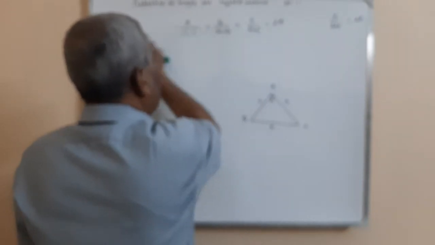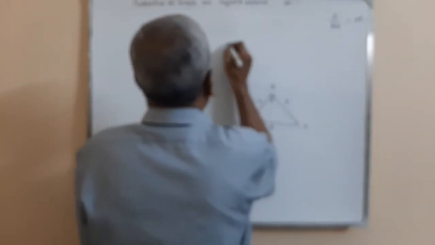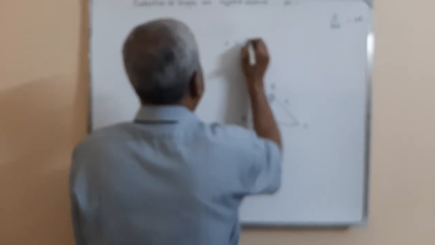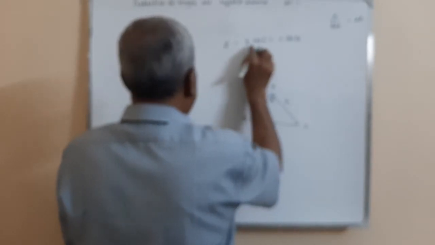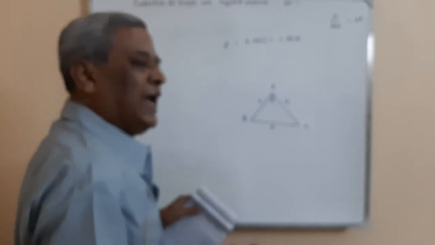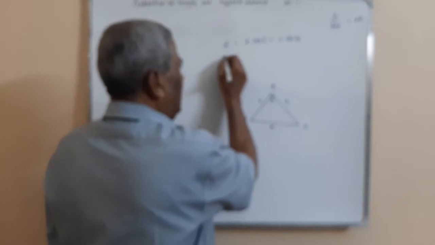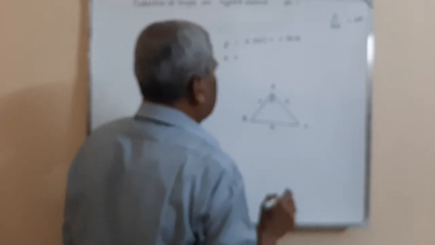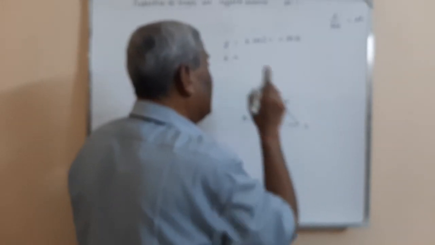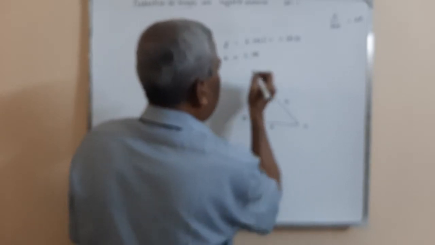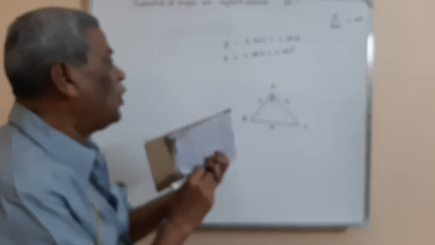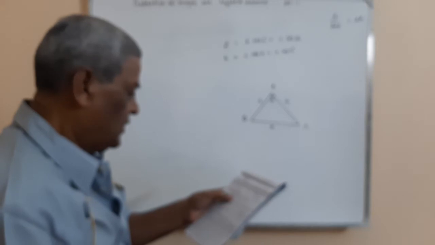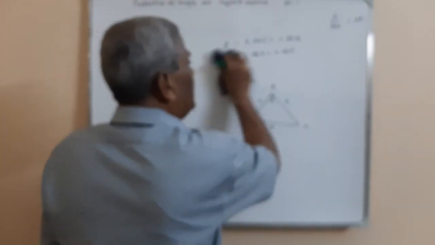Next one, the projection formula. The projection formula is: side small a is equal to b cos C plus c cos B. Here 3 sides are involved and 2 angles, capital B and capital C. Similarly, small b can be expressed in terms of small a and small c, capital A and capital C, that is c cos A plus a cos C. Similarly, there is another formula for small c, I'm not mentioning it.